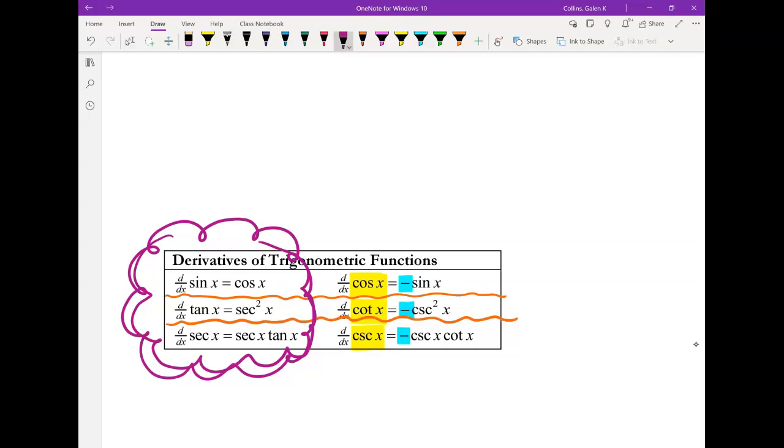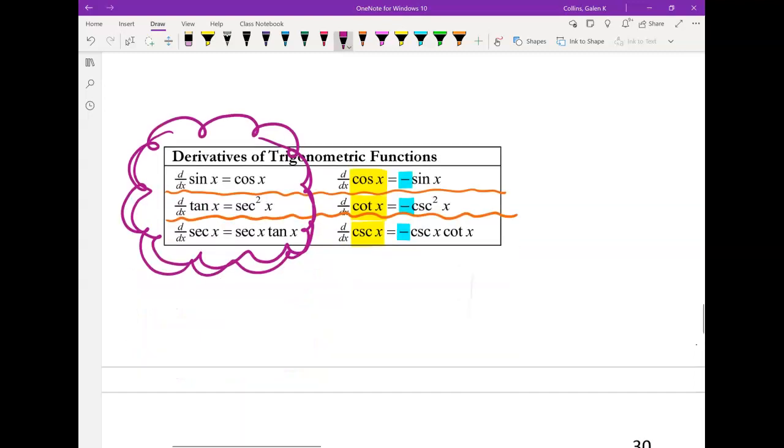So if you can just memorize the first three, the sine, tangent, and secant, then you know that when you take the derivative of the cofunction, it is negative and it's the cofunction, or cofunctions in the case of secant.